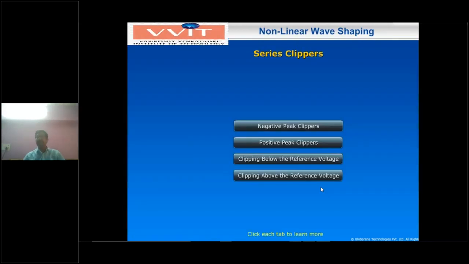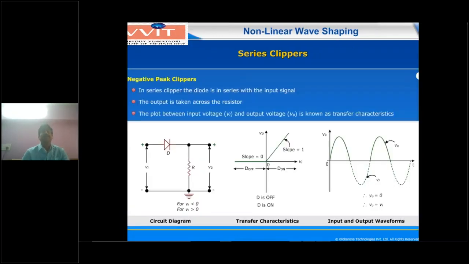And next come to the series clippers. Generally, we can say there are four types you are considering. One will be reference voltage of 0, or positive reference voltage will be considered. So first of all, you are going to the negative peak clipper. What is meant by negative peak clipper circuit diagram?